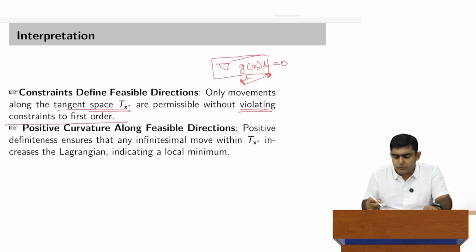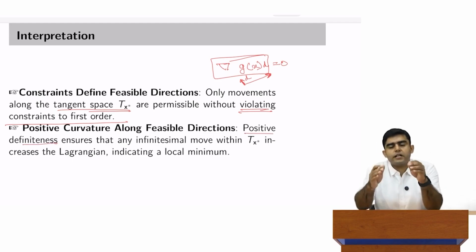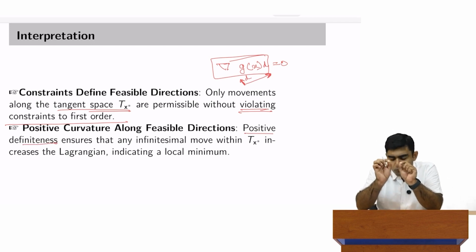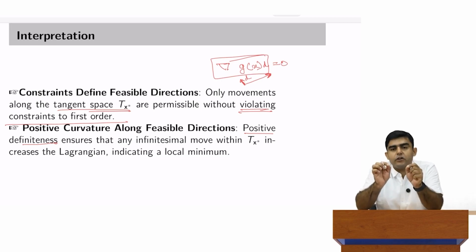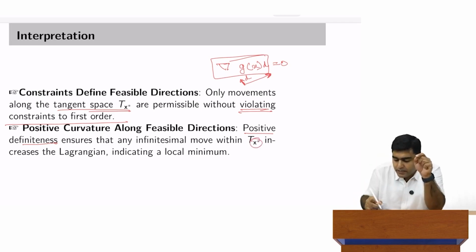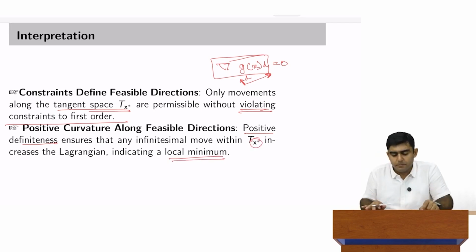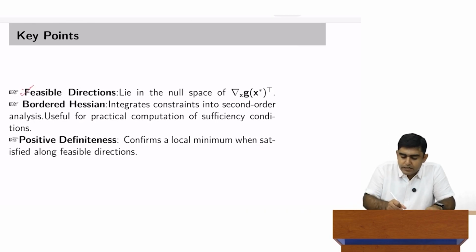Another interpretation is that this positive definiteness ensures that any infinitesimally small movement within this T x increases the Lagrangian, and whenever the Lagrangian is increasing, that means the original point x star indeed happens to be the local minimum for us. So, putting this all together, these feasible directions do lie in the null space of this gradient of g x.